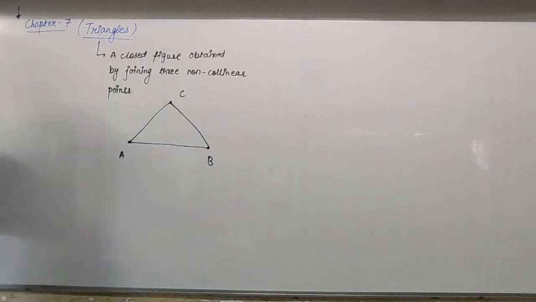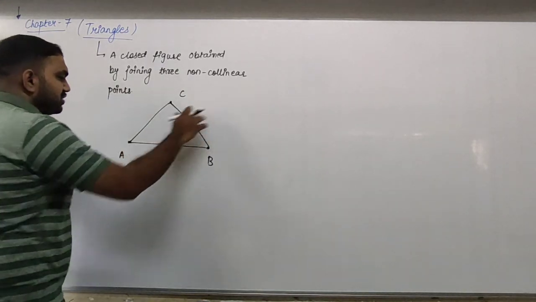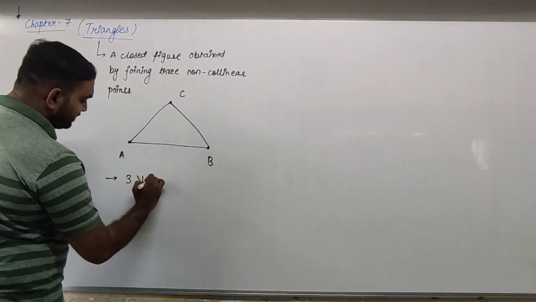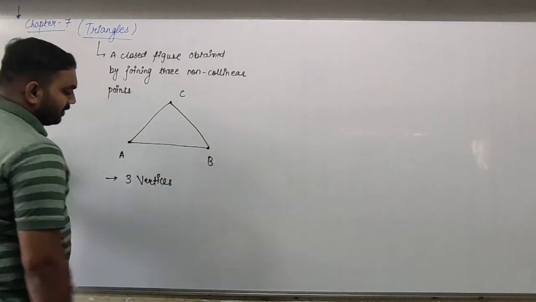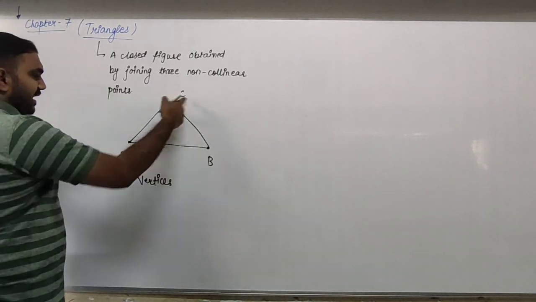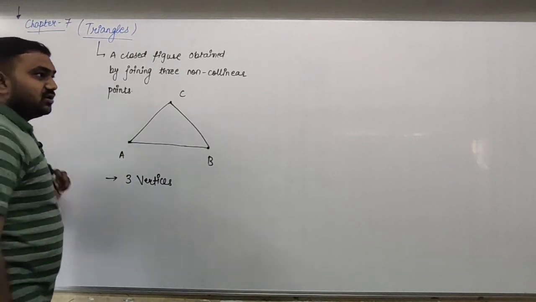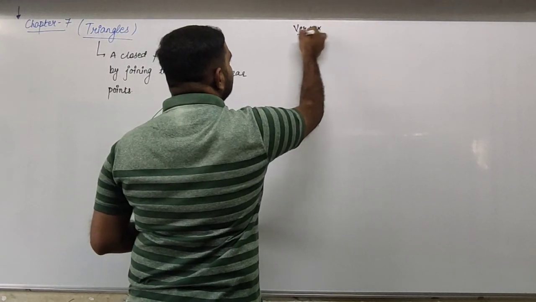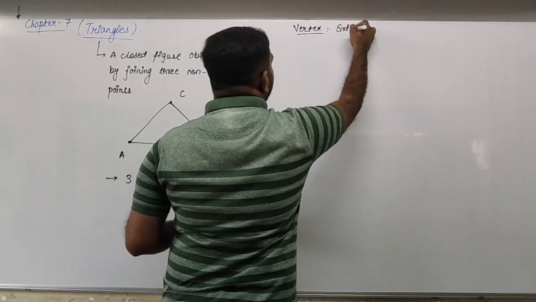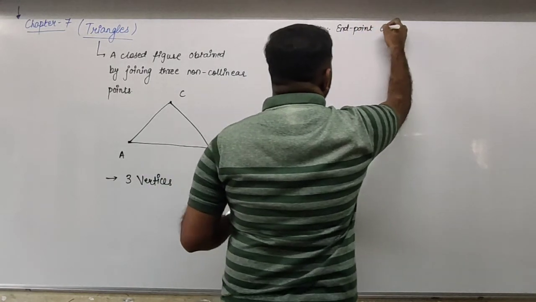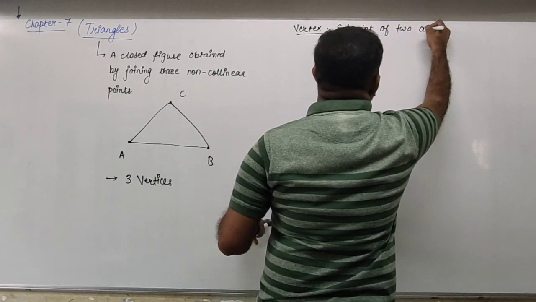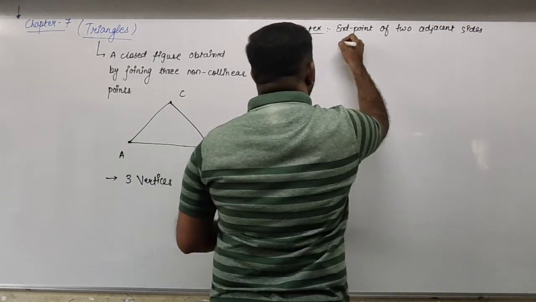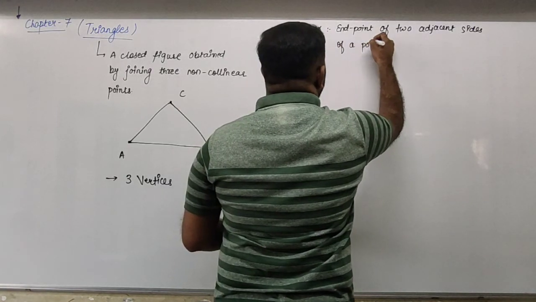Basically, triangles are closed figures having parts. It has three vertices A, B and C. Vertices means the end points. Vertices, vertex: the end point of two adjacent sides of a polygon.